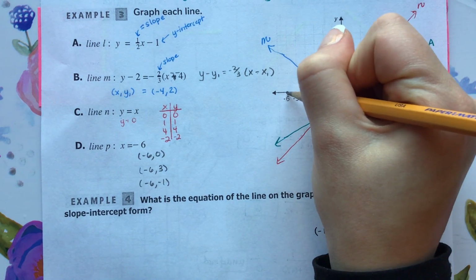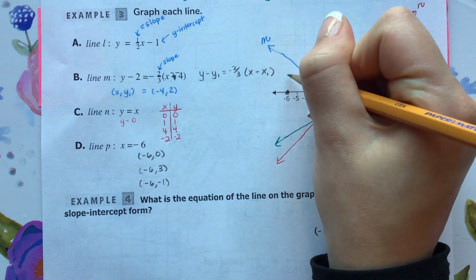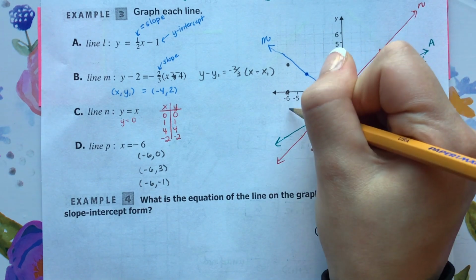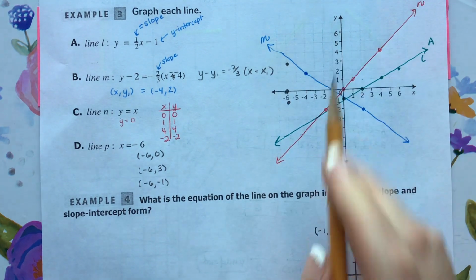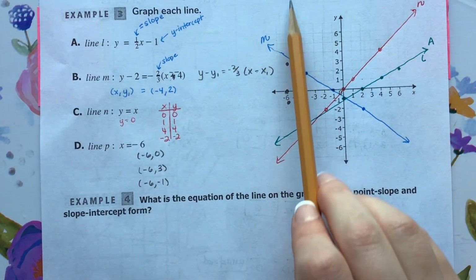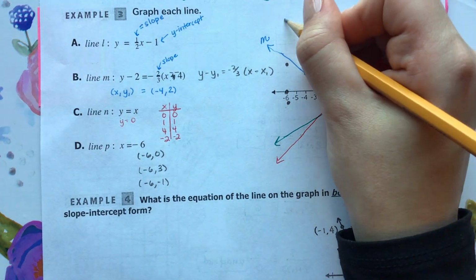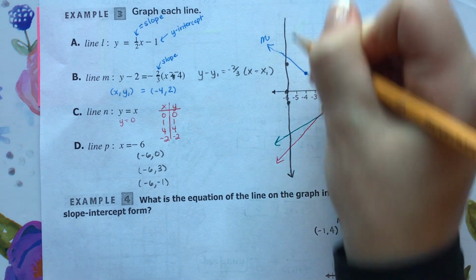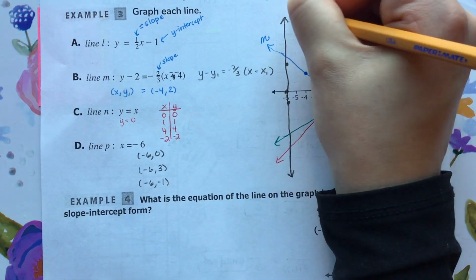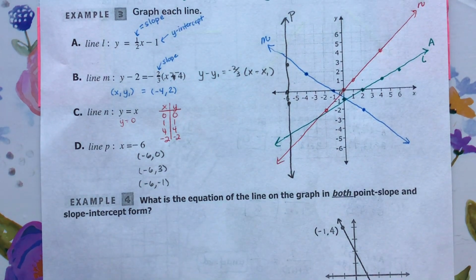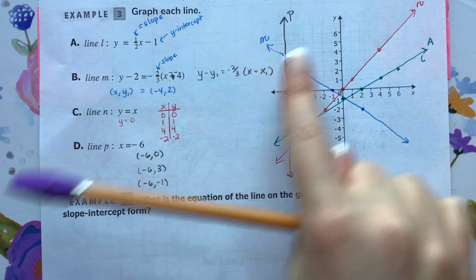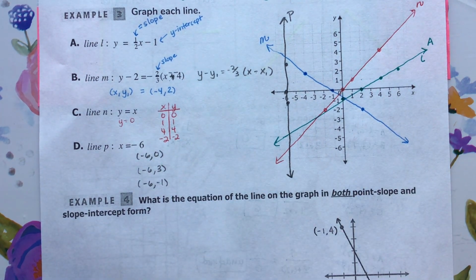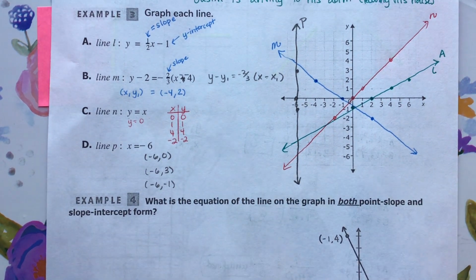So -6, 0, -6, 3, -6, -1. Notice how all of these dots are forming a straight line up and down. So that's going to be the image that I draw. And this is line P. And there I have it. I have graphed all 4 of my lines in my coordinate plane. So I'm done with that example.